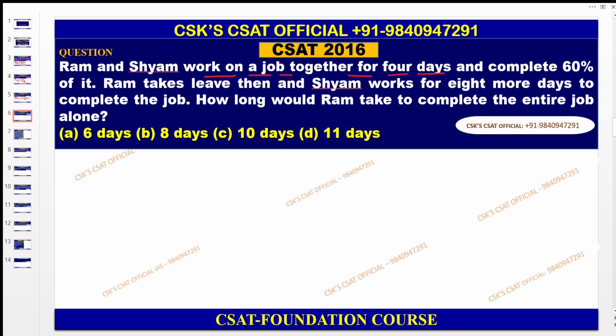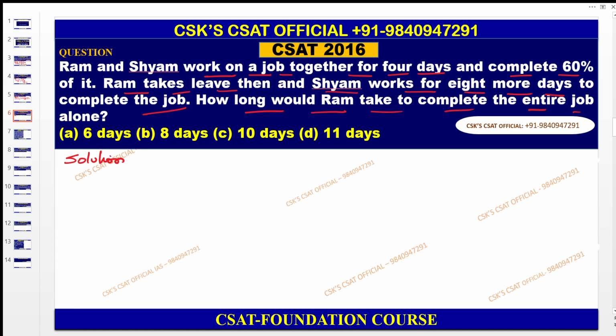For 4 days and complete 60% of it. Then Ram takes leave. Shyam works for 8 more days to complete the job, which means the remaining 40% is done by Shyam. Okay, that is the concept here. How long would Ram take to complete the entire job alone?